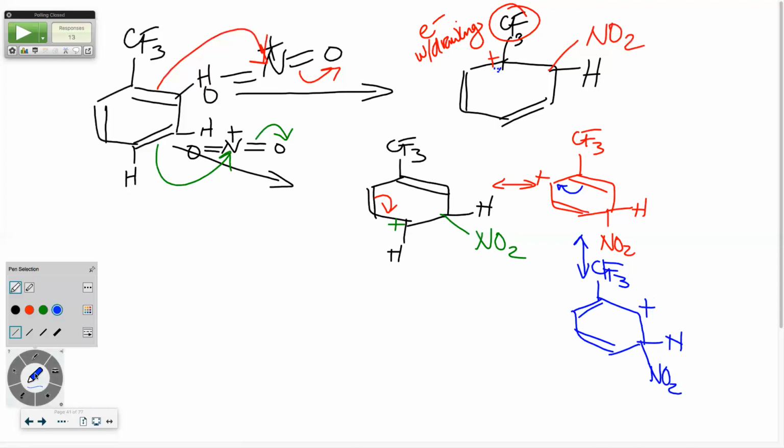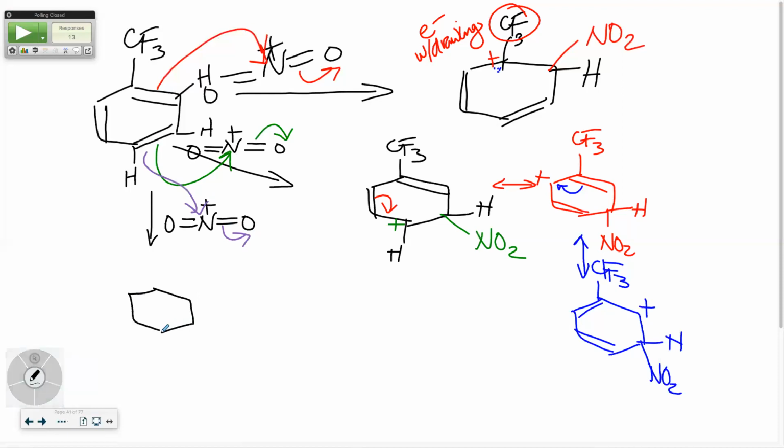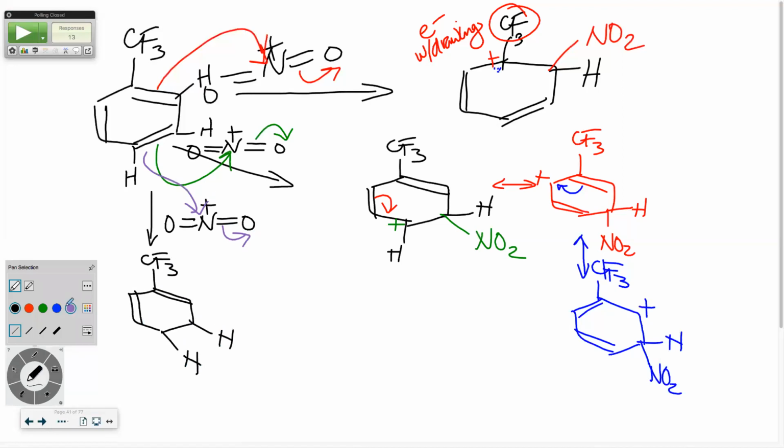What about the para spot? What if we do the para one? Apparently we need the purple route because we haven't had that yet. We're going to go down to the N, now to the O. I'm going to draw what I didn't touch. I didn't touch that double bond, I didn't touch the other double bond, and I didn't touch the CF3. It's still attached. Let me put those two hydrogens on there, and the NO2 in the para spot.